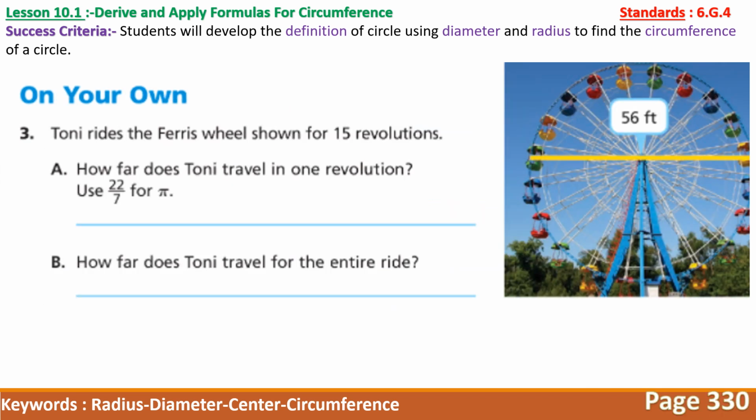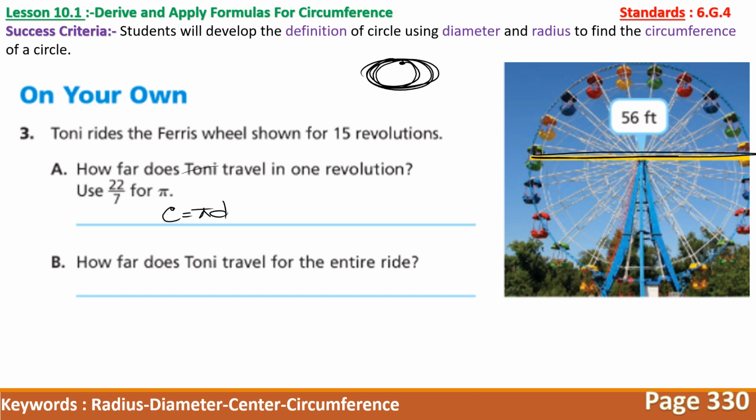The Ferris wheel is shown for 15 revolutions. How far does Tony travel in one revolution? Look, in one revolution there is one circle, right? So 15 revolutions, one more, one more, one more. So first of all, find out what the circumference is for one revolution. So the formula will be C equals pi d. Why d? Because for me the diameter is given from here to here.